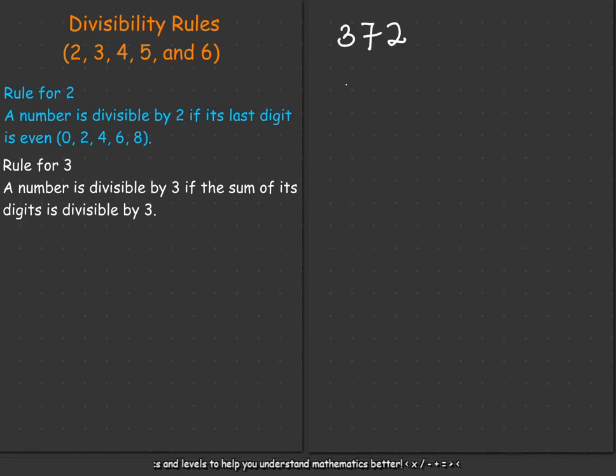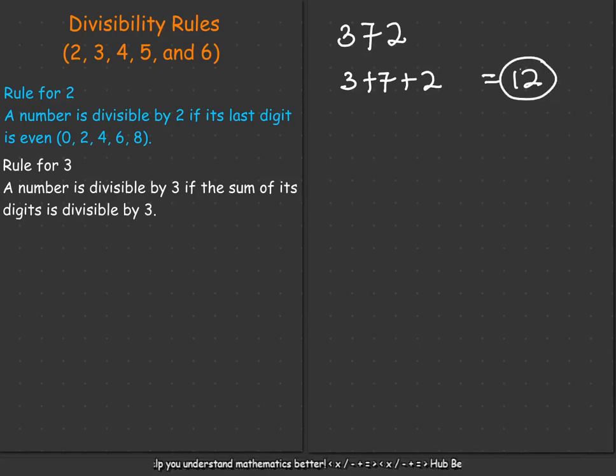All you need to do is to add the digits. So you add 3 to 7 and then to 2. 3 plus 7 gives us 10. Then plus 2 gives us 12. 12 is divisible by 3. So that simply means this number here is also divisible by 3. As simple as that. Add the digits. If the sum of the digits is a number that is divisible by 3, then the number is also divisible by 3.